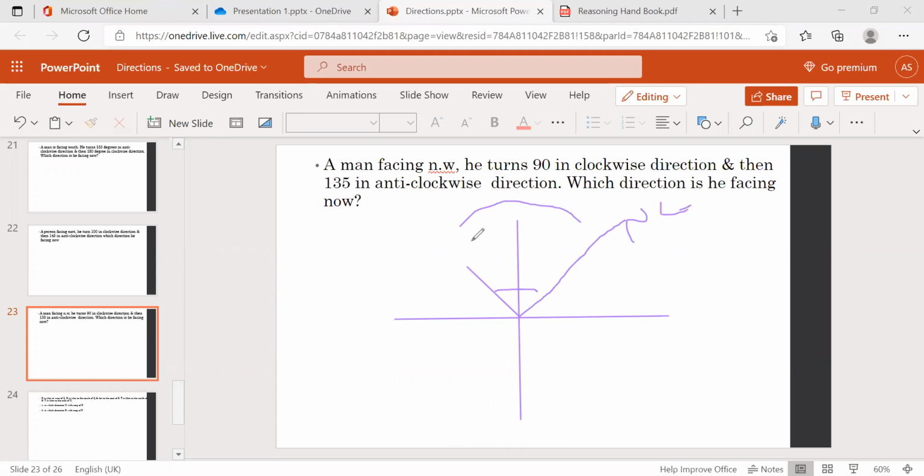And now anti-clockwise direction, like this. How many degrees? 135. From here to here, it's 90, and here to here, it's 45. Totally 135. Which direction is he facing? West. The man is facing here like this. So from here, turn like this. So it's west. If you are practicing this, then you can solve without pen and paper also.